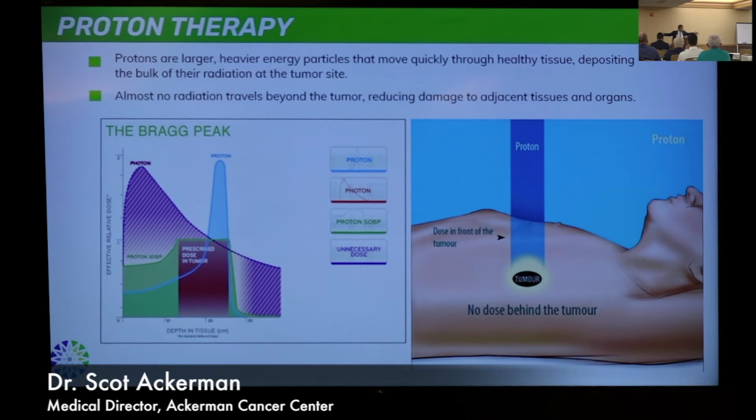Some people are big and some people are small. So in the esophagus, which is what we're talking about, if it's a big patient, we're going to jack up the energy on the protons a little bit more than if it's a smaller patient, where the depth is different.